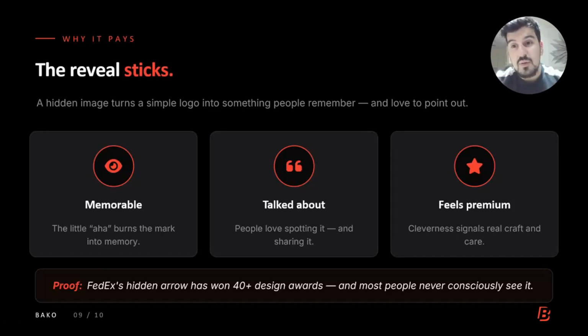Why does it pay? So the reveal sticks, and in the user's mind, it becomes really memorable. It's like an aha moment, and that aha moment turns into a memory that they will remember forever. Like I remember the first time I saw the FedEx logo, and when I saw the arrow, someone actually pointed it out to me. I remember straight away, I was mind blown because I hadn't seen it. And that aha moment I had, I will never forget. And most of the time, this effect sticks to the brain, so they're more likely to remember your brand.